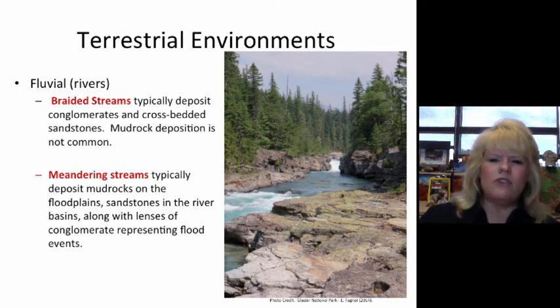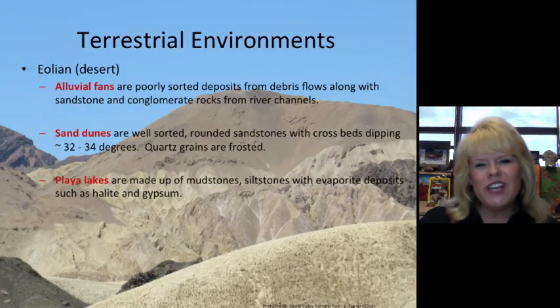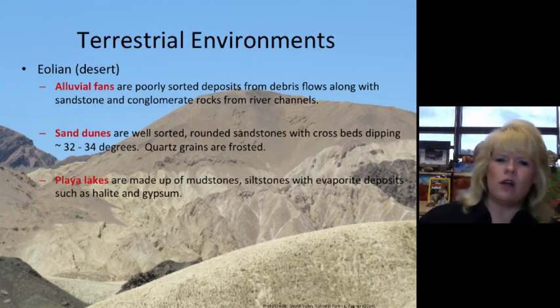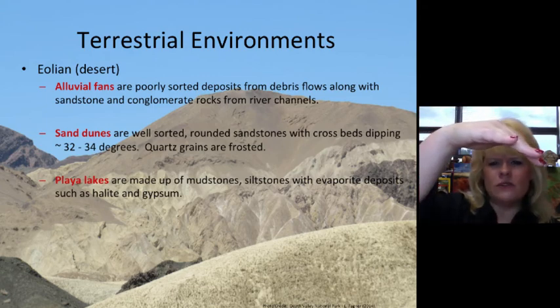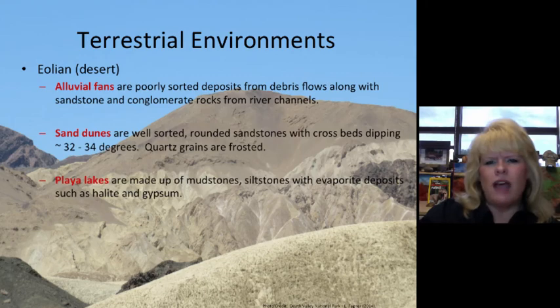And meandering streams leave behind very specific patterns of rock type material in their riverbeds. So let's look at Eolian environments. These are going to include alluvial fans, which are poorly sorted deposits from debris flows or from tops of mesas or buttes or mountains where materials by gravity work their way down, sometimes even by flowing water.